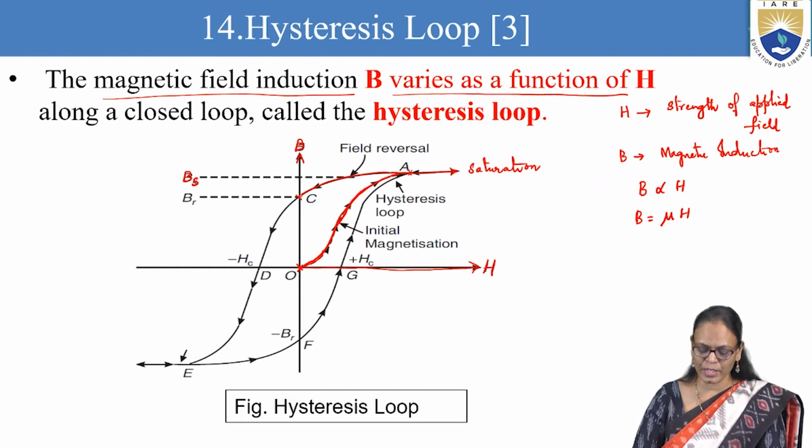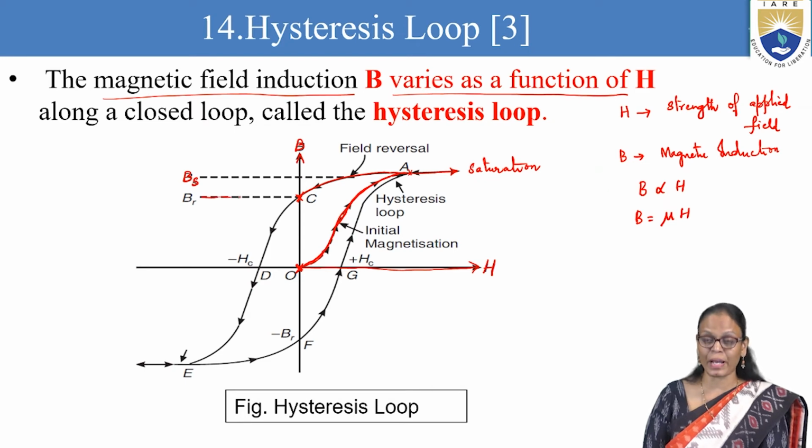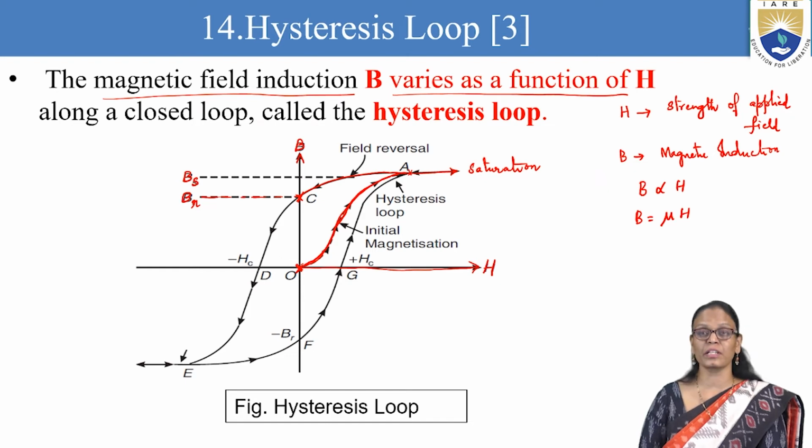What point C represents is that the applied field H is equal to 0, but the magnetic induction is not 0. At this point, we still have some magnetism left in the material. We call it BR, the residual magnetism. Even after the applied field becomes 0, the magnetic induction is not 0.